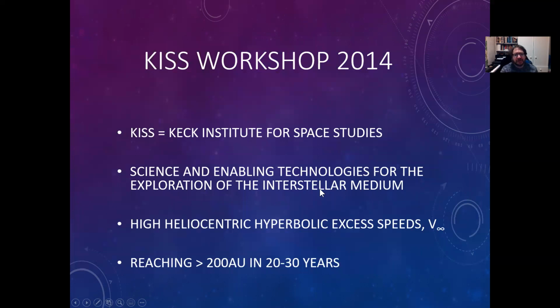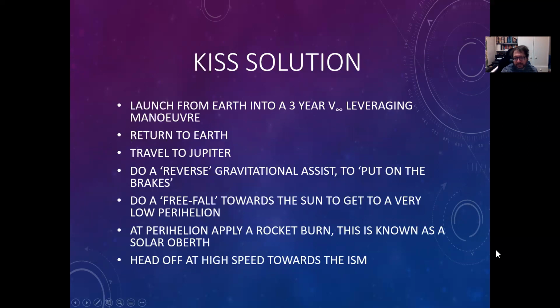Well, there was the KISS workshop, Science and Enabling Technologies for the Exploration of the Interstellar Medium. In 2015, the Keck Institute for Space Studies performed an analysis into missions to the interstellar medium, which is beyond 122 astronomical units. They wanted to reach greater than 200 astronomical units in 20 to 30 years. So if you want to reach a high distance within a very short time, you want a high speed. Now this is precisely what we want with Oumuamua. So let's see what the KISS workshop came up with.